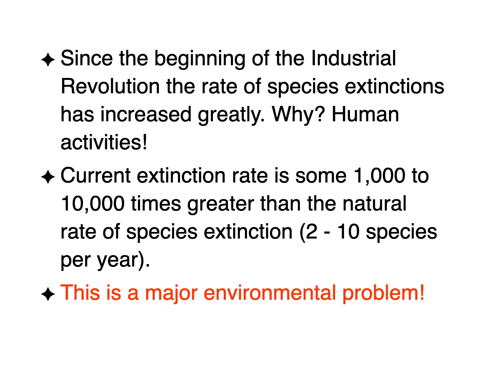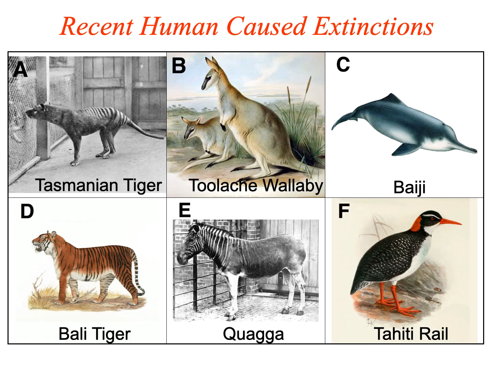This is a major environmental problem that isn't really talked about much. It's probably the second most important environmental problem facing humans, with the first being climate change. Some recent extinctions include the following 6 species of organisms, but there are many more.